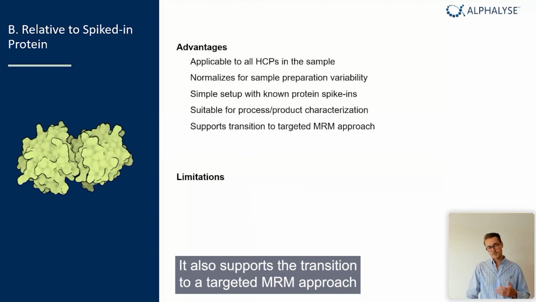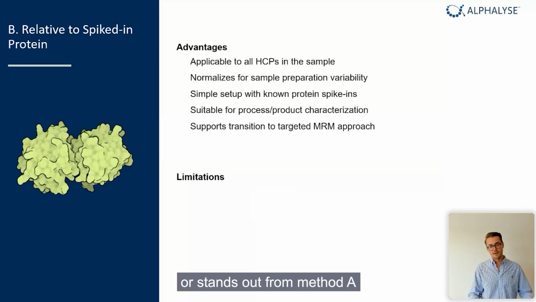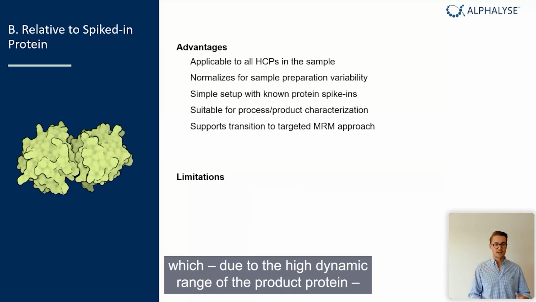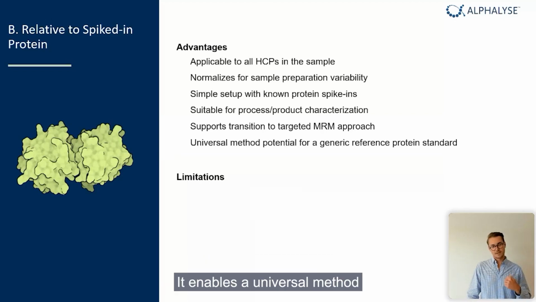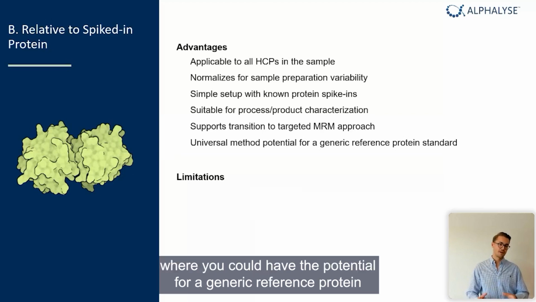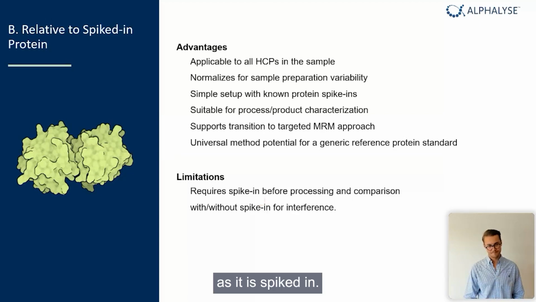It also supports the transition to a targeted MRM approach, which is one way it stands out from method A, which, due to the high dynamic range of the product protein, cannot be used for a targeted approach. It enables a universal method where you could have the potential for a generic reference protein because you would be able to use it across different projects as it is spiked in.